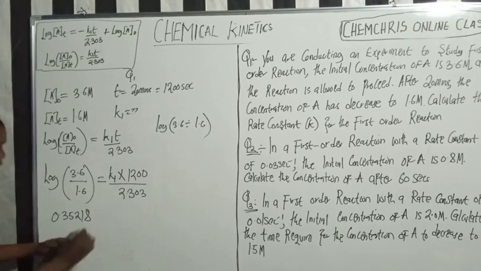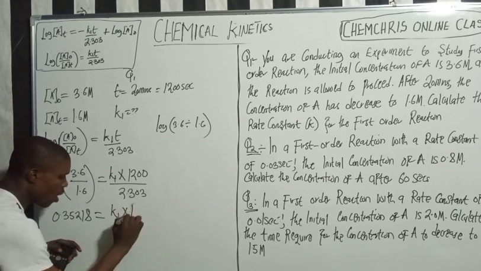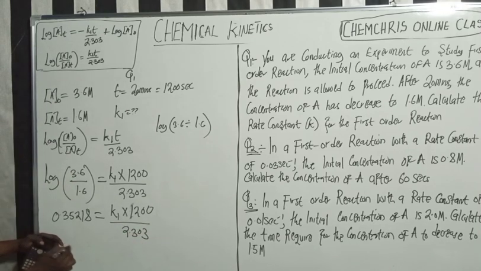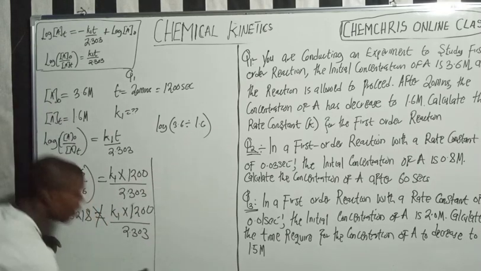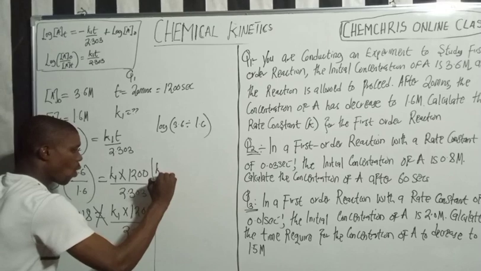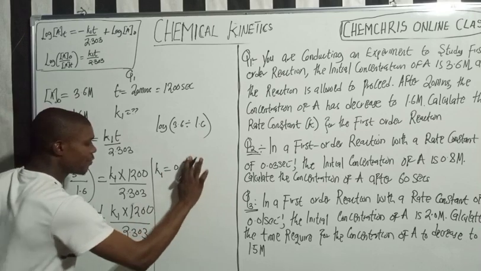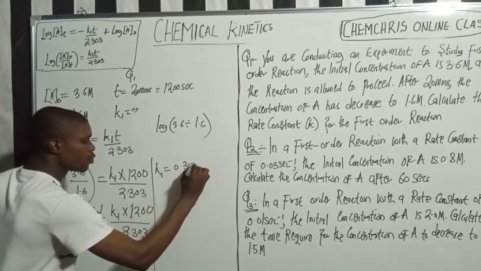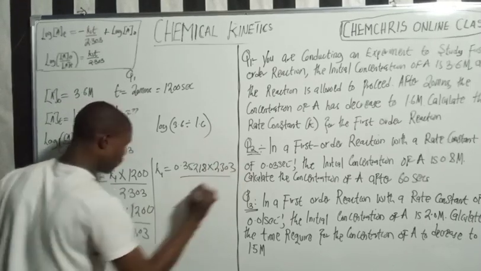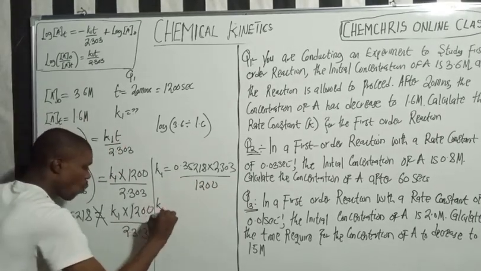So it equals K1 times 1200 over 2.303. What I want to do here is cross multiply. If I make K1 the subject of the formula, it's going to be K1 equals 0.35218 times 2.303 over 1200.